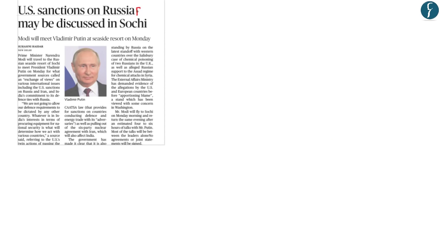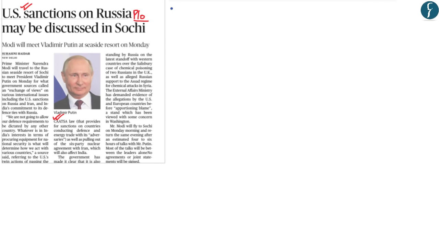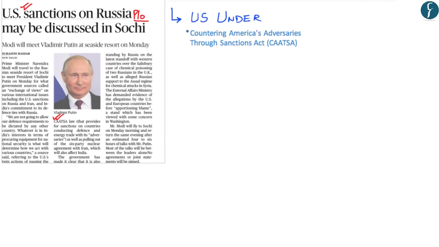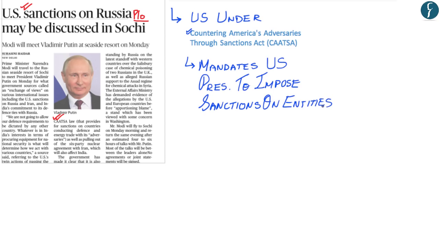Now we have taken this article from page 10. The first thing that we'll try to understand from this article is about the CAATSA law, which provides for US sanctions that this article talks about. And it is after understanding about the CAATSA law that we'll try to understand what has been the focus of this article. Now let us understand about CAATSA law. The US, under the Countering America's Adversaries Through Sanctions Act, mandates the US President to impose sanctions on entities which have transactions with Russian defense and intelligence sectors.